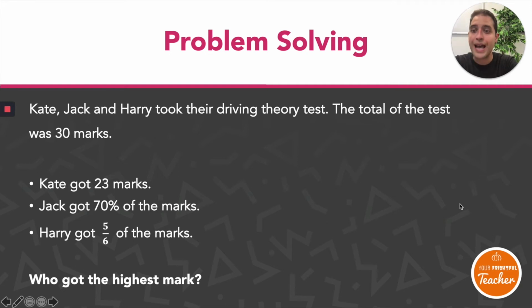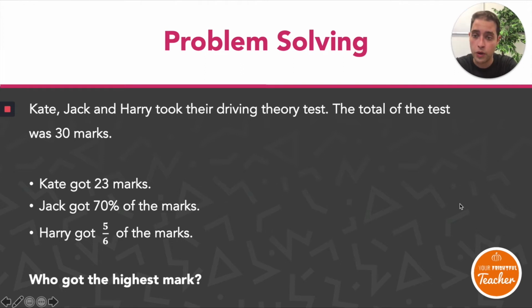So Kate, Jack and Harry took their driving theory test. That was quite scary to do when I did mine. The total of the test was 30 marks. Kate got 23 marks. Jack got 70% of the marks. Harry got 5/6 of the marks. Who got the highest mark?